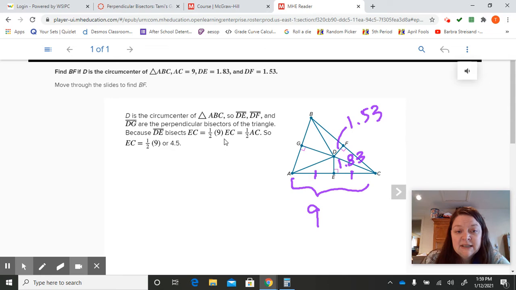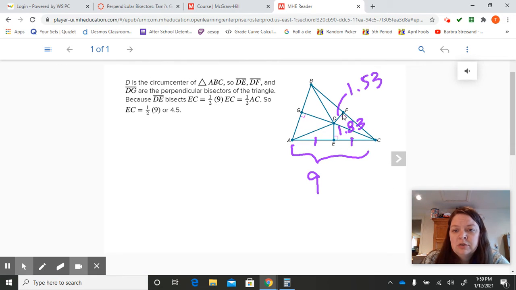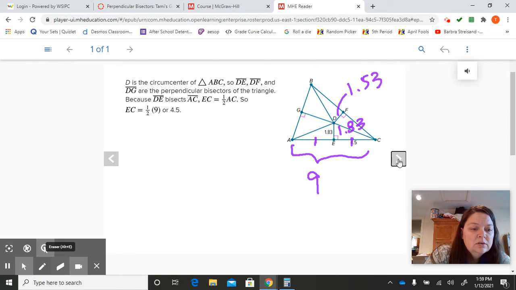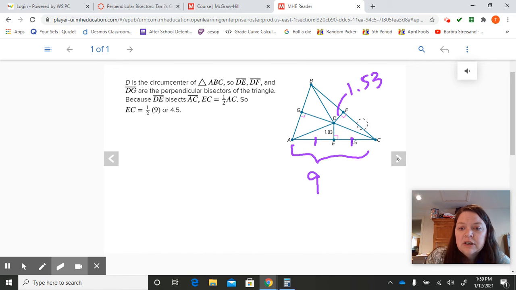The way they wrote that sentence is a little confusing, so I wanted to make sure that I wrote that out for you. Okay, here we go to the next one. Oh, they put that on there for me. Very nice. I'm going to move that over a little bit so you can read the 4.5.